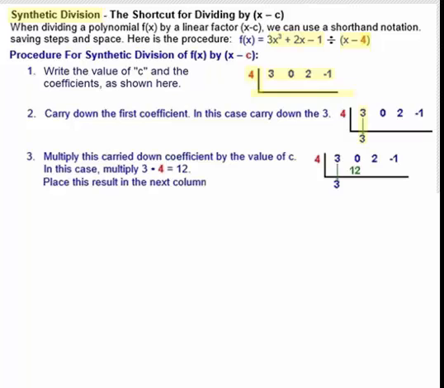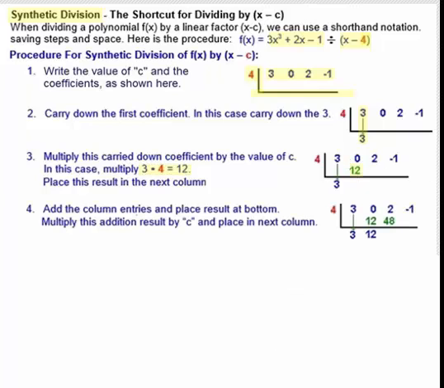Now we multiply this carried down value of 3 times our value of c. 3 times 4 is 12. We place that result 12 in the next column. Our fourth step here is to add the column entries and place the result at the bottom. So we add 0 plus 12, and that makes 12. We then multiply this addition result by c, and we get 4 times 12 is 48. That goes in the next column.